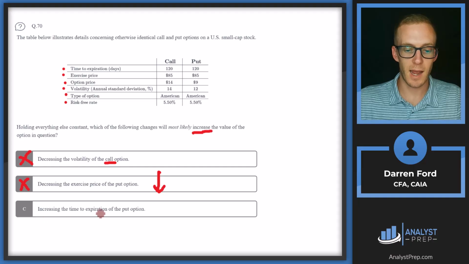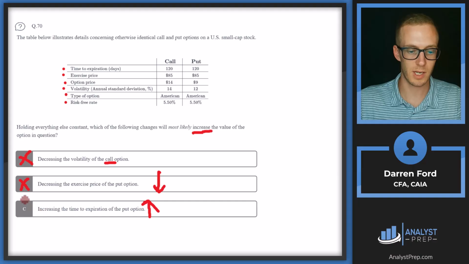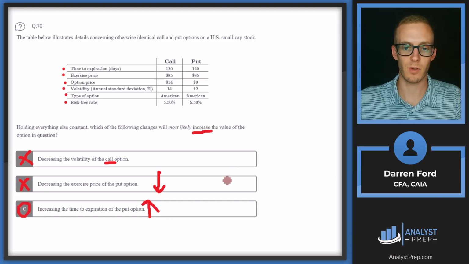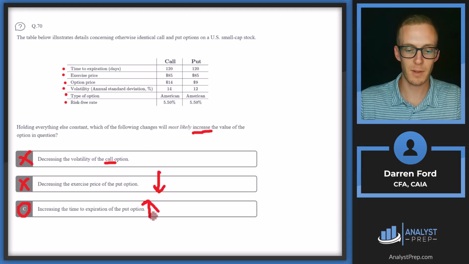And then C, increasing the time to expiration of the put option. Increasing time to expiration in either case, call or put, is going to increase the value of the option. Again, I think it's helpful to think of these in terms of what makes it more likely to end up in the money versus out of the money. If you have more time, then it's more likely that that option is going to potentially end up in the money because there's just more time for more things to happen. So thinking about these in terms of the probability to go in the money, decreasing vol means less likely. Decreasing the exercise price means less likely. And then increasing time is going to be more likely. Answer C.